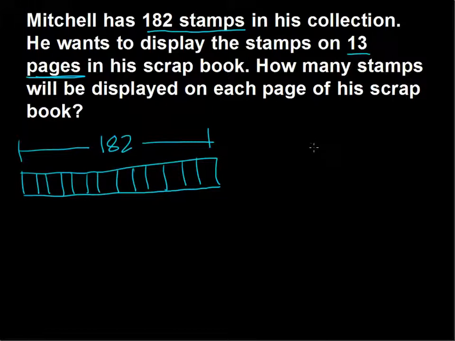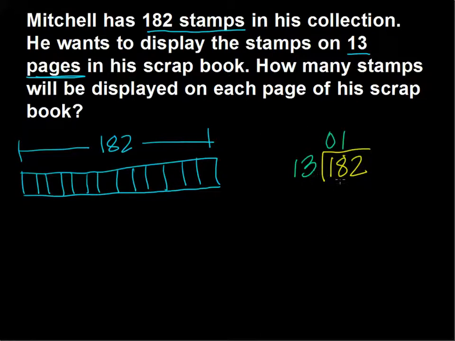182 is going to be our dividend, the number that we want to divide or share. And 13 is going to be our divisor, the number that we're going to be dividing by. So that goes outside. Now we first are going to ask ourselves, how many times does the 13 fit inside the 1? We know that not even 1 time, so that means that we have a 0. Now we have 18. How many times does the 13 fit inside the 18? We know that that's going to be 1.